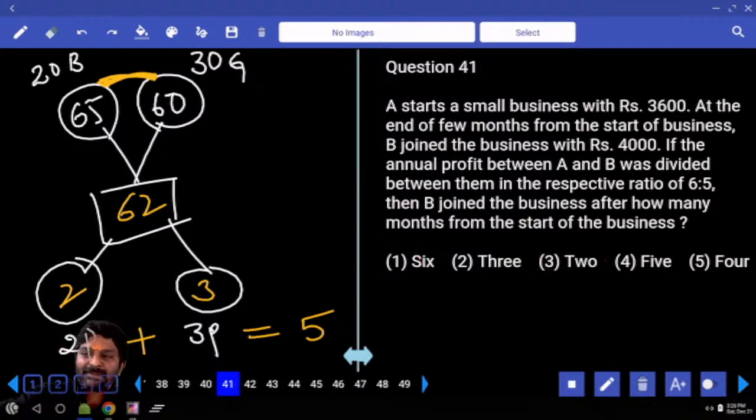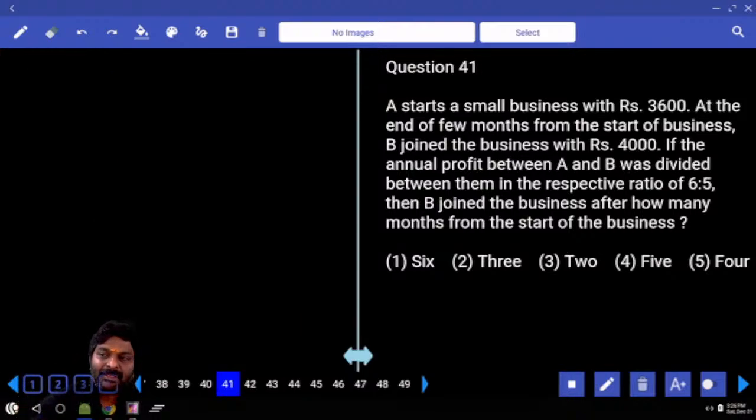A starts a small business with 3,600 and, at the end of a few months, how many months we don't know, from the start of the business, B joined with 4,000. If the annual profit between A and B was divided between them in the respective ratio 6:5, B joined the business after how many months from the start of the business? 3,600, 4,000, 2 zeros common, 36:40 ratio.